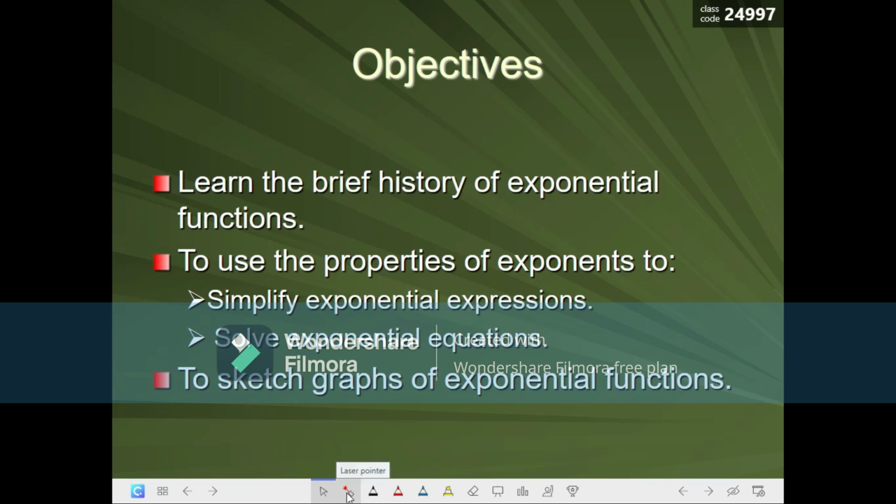The first is to learn the brief history of exponential functions. Second, to use the properties of exponents. Number one, simplify exponential functions. Number two, solve exponential equations. And the third is to sketch graphs of exponential functions. But we'll be focusing on simplifying exponential expressions and solving exponential equations in this video lesson.